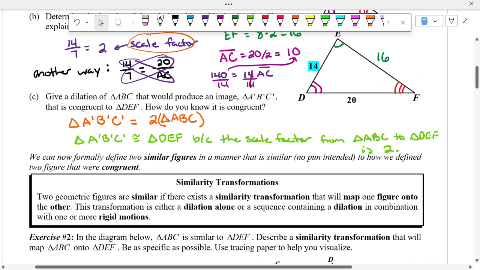So when we deal with similarity, it's just dilations, okay? When we're dealing with similar triangles, it's going to be a lot of proportions. So get really good at setting up those proportions, and then you'll just be doing some cross multiplying. All right. So it's not terrible.